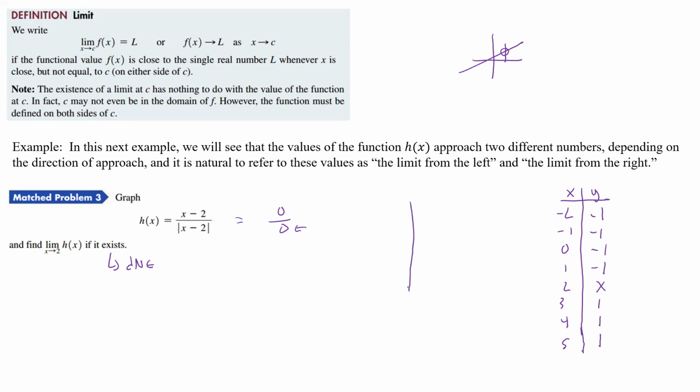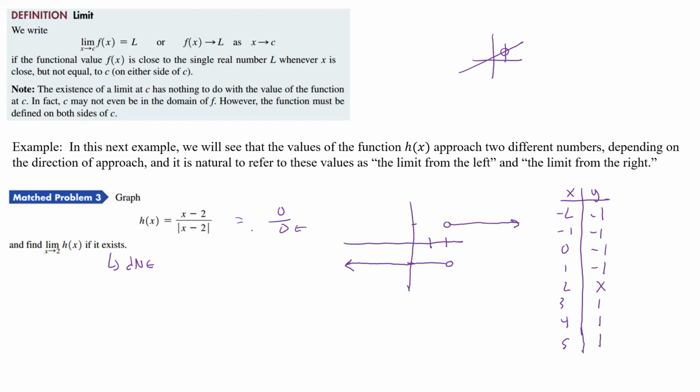So the graph then is going to look like the following. 2 is the point where it doesn't exist. To the left of it, it's going to be equal to a -1, so at this one we're going to have an open circle, and it's going to go that direction. And here, it's going to be at a +1, and it's going to have an open circle, and it's going to go that direction. So at 2, it doesn't exist. This one is 1, this one is -1.